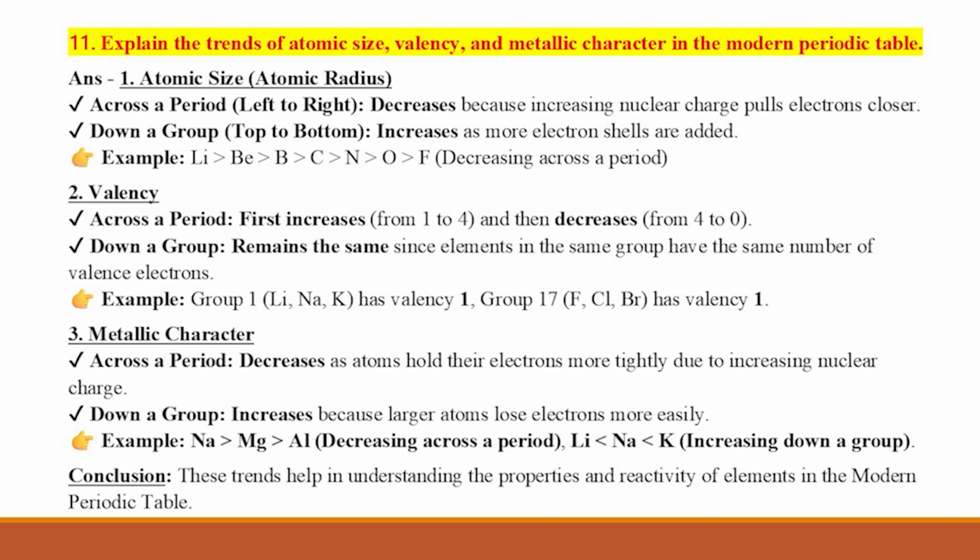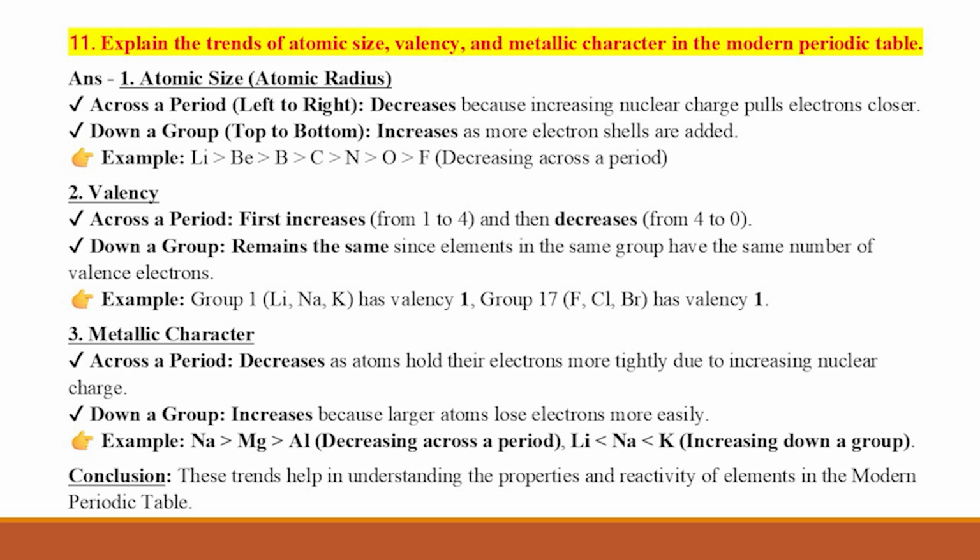Example, group 1, Li, Na, K, has valency 1, group 17, F, Cl, Br, has valency 1. 3. Metallic character. Across a period, it decreases as atoms hold their electrons more tightly due to increasing nuclear charge. Down a group, it increases because larger atoms lose electrons more easily.